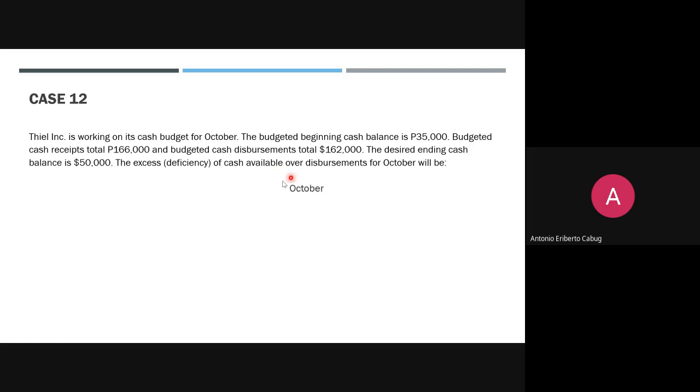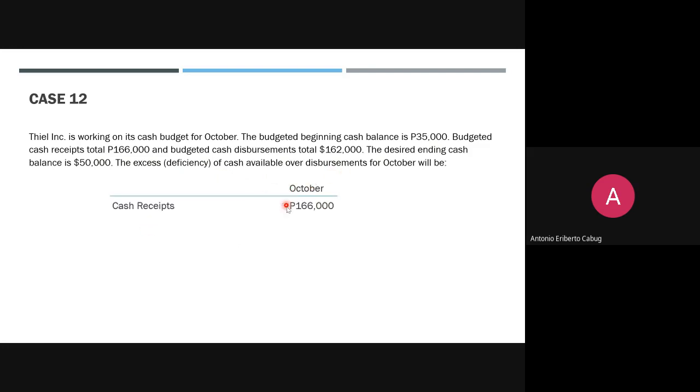So for the month of October, TL Inc. is working on its cash budget. The budgeted beginning cash balance is 35K. Cash receipts, 166K. Again, this is in pesos. Cash disbursements, 162K pesos. And we desire an ending balance of 50,000 pesos. Okay, excess or deficiency of cash available over the disbursements.